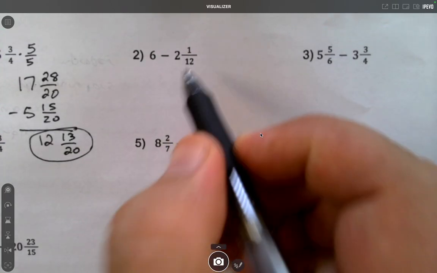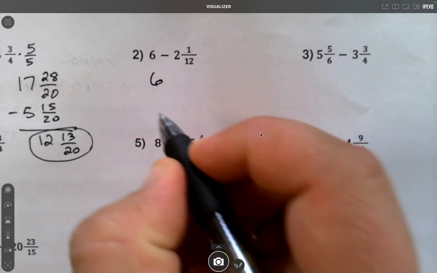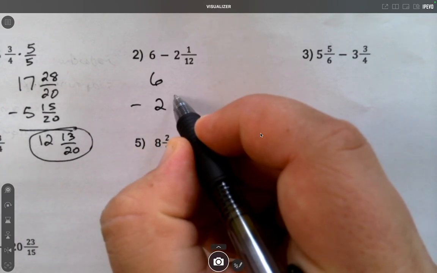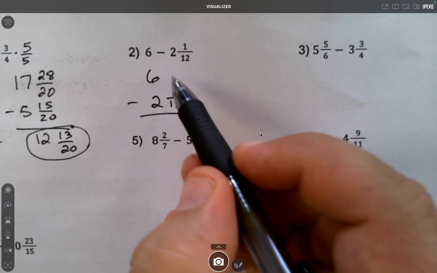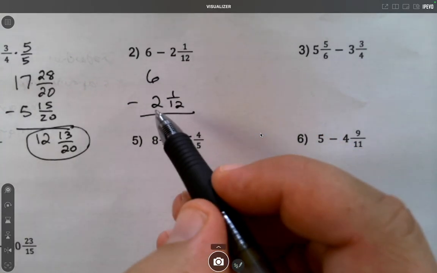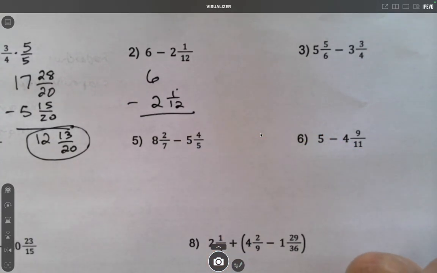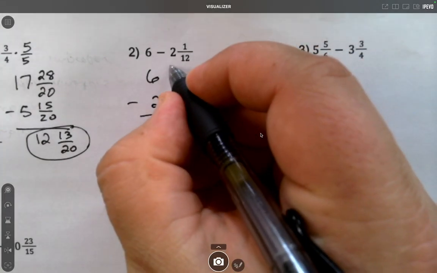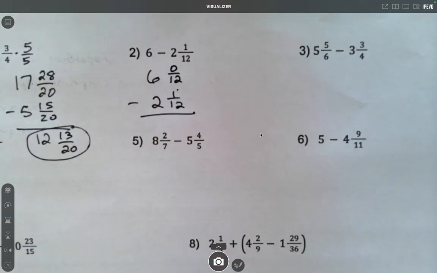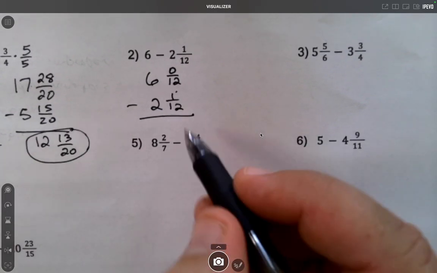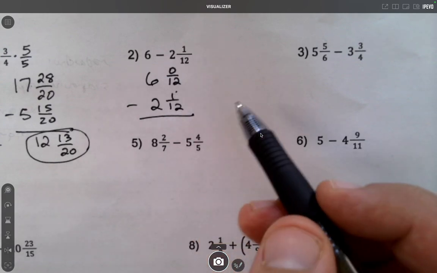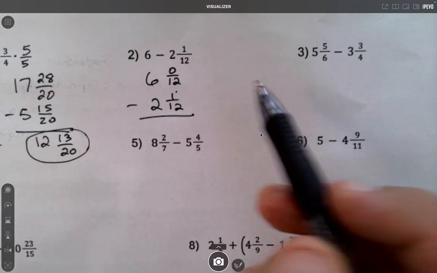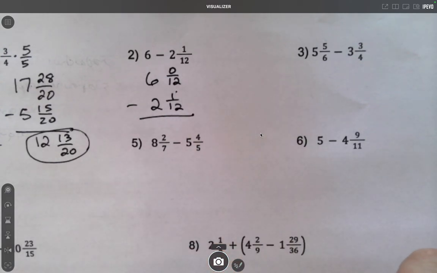So I know 6 is going to go on top, minus 2 and 1/12 on the bottom. But I need a fraction up here. The 2 has 1/12 with it, but the 6 has 0/12 with it. And that's the benefit, because if this had been fifths, I could have said 0/5. Or if this had been sevenths, I could say 0/7. I can put whatever I want on the bottom, because the point is, it has none of them.